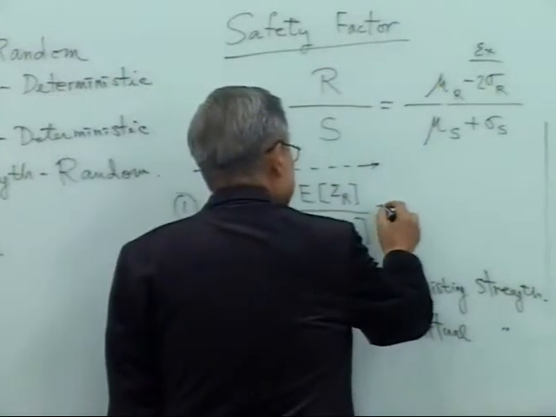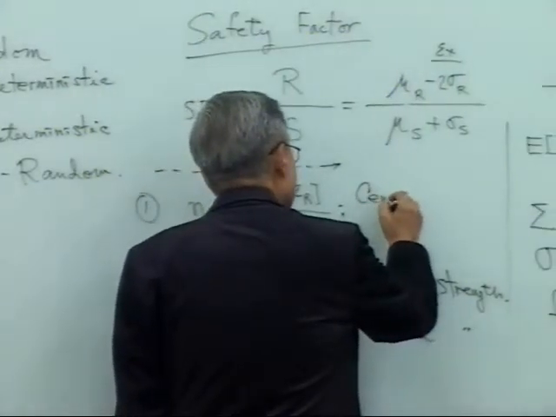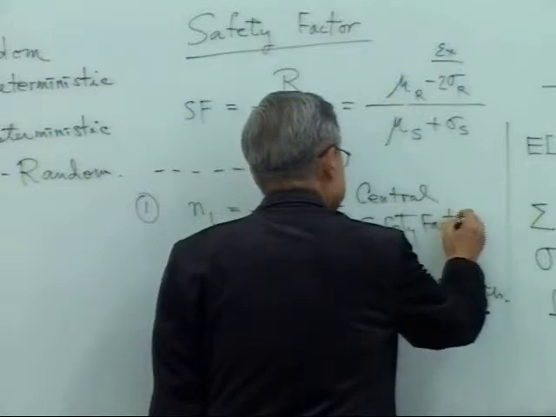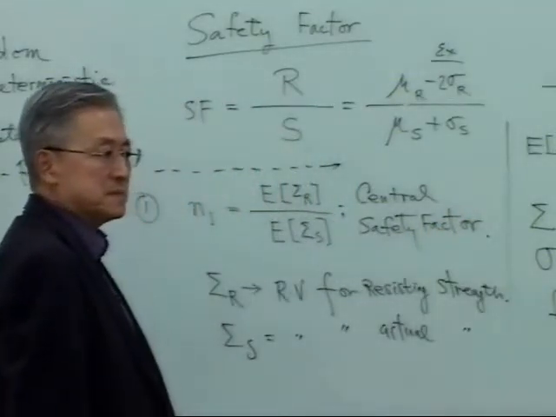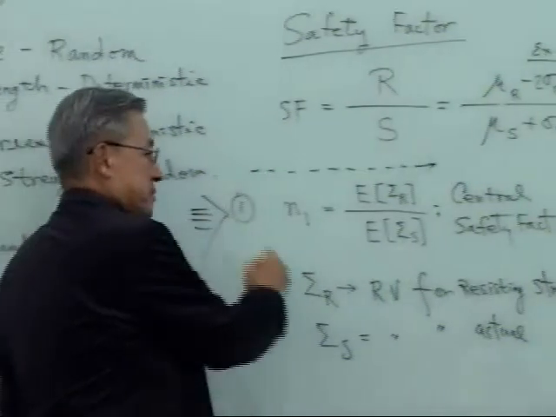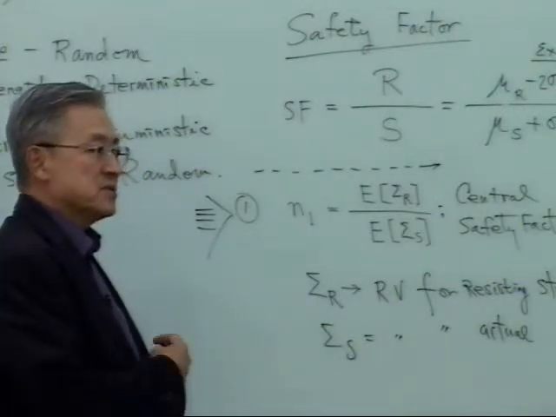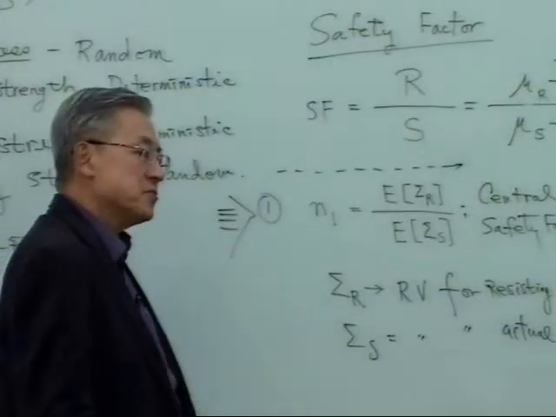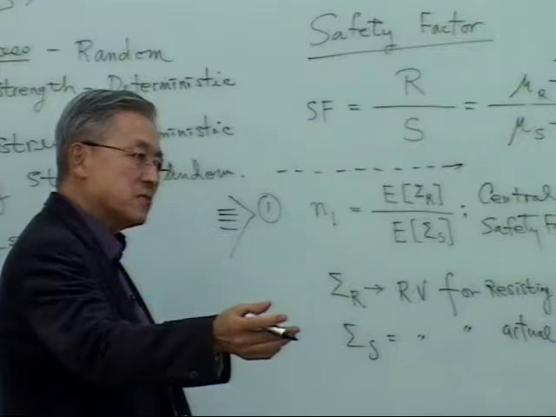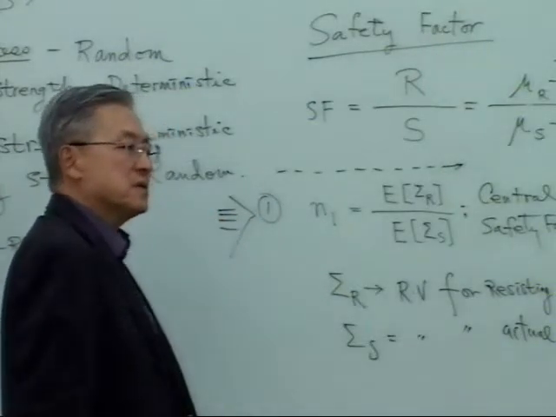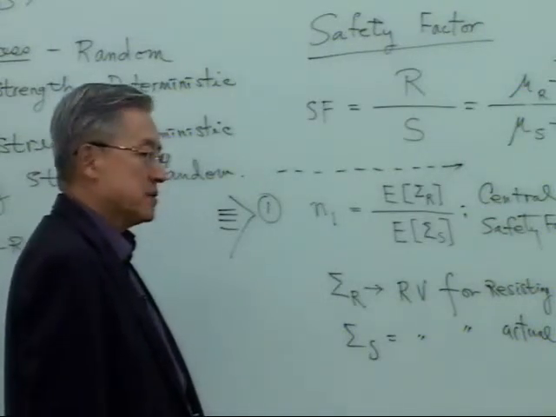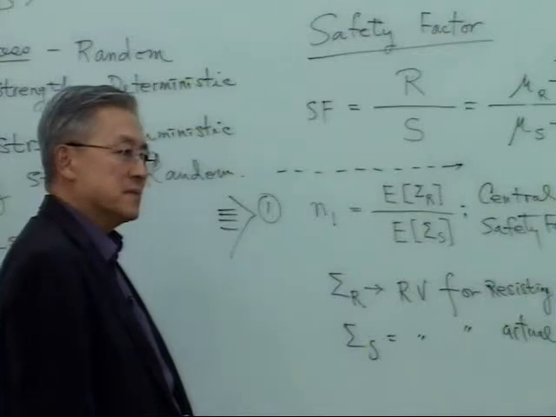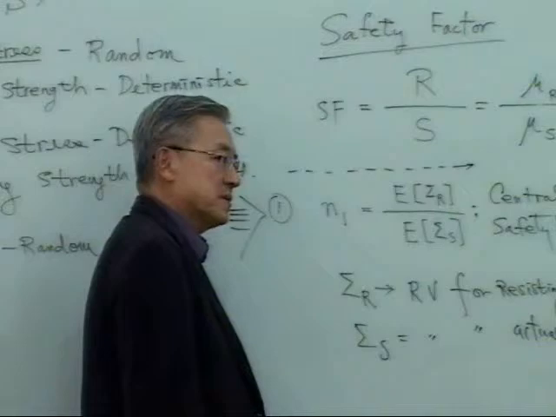So this is called the central safety factor. And this is the most popular, and this is what I'm going to use, of course, to translate into reliability, or translate reliability to safety factor. We're going to talk about the central safety factor. If I usually say safety factor, this is the one I'm talking about, the central safety factor.